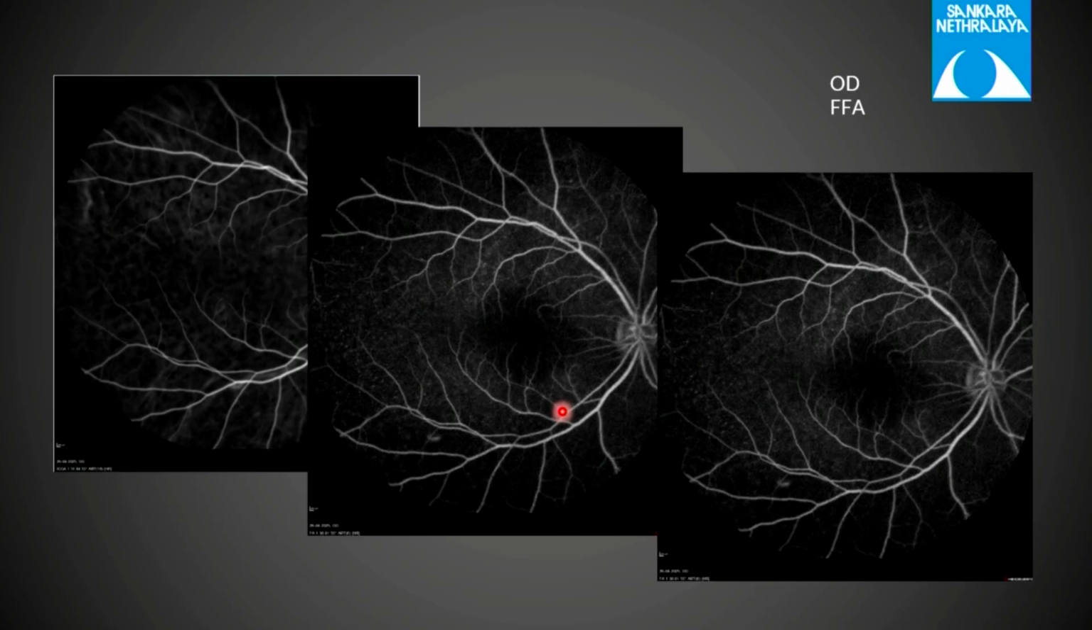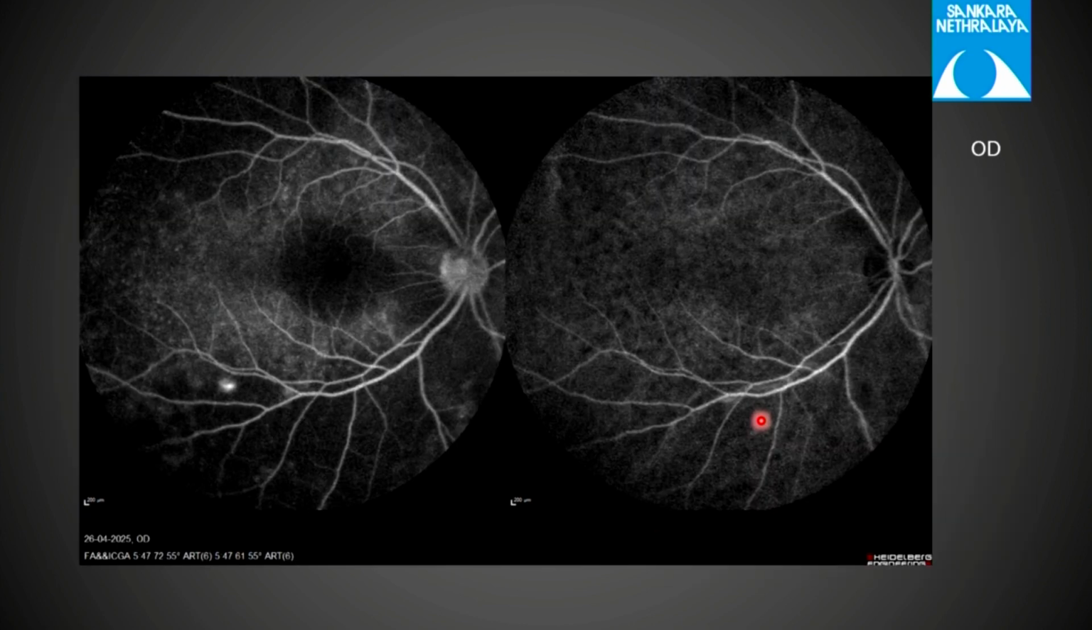And this is the FFA image of the right eye. Here you can see in the initial phases there were very hypofluorescent areas, whereas in the late arteriovenous phase you can see multiple pinpoint hyperfluorescent dots noted here in the temporal region. In the late arteriovenous phase, you can see the pinpoint hyperfluorescent dots. They increase in intensity as well as in size, indicating that there is a leak.